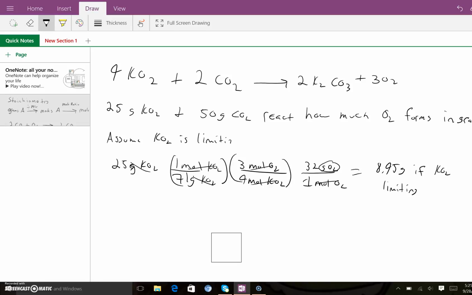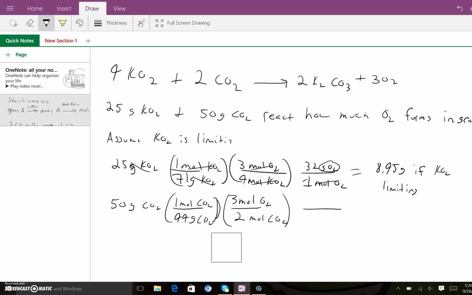Alright, so now let's go ahead and assume that CO2 is limiting. So 50 grams CO2, 1 mole of CO2 weighs 44 grams. Again, that's just the molecular weight. Now the mole ratio: we have 3 moles of O2 per 2 moles CO2. And then we have 32 grams O2 per 1 mole.